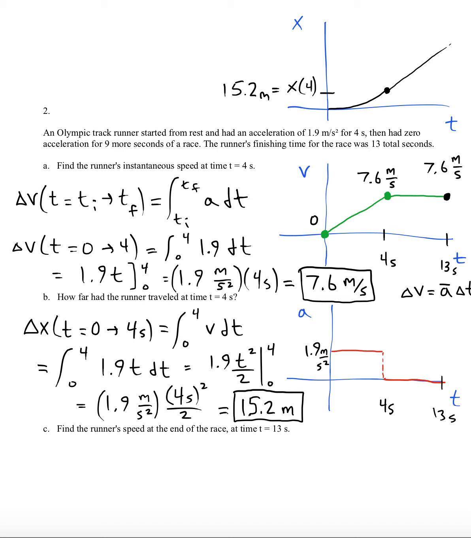7.6 meters per second. It hinges on the fact that the acceleration is defined piecewise. There's a change in it. And so we have to be aware of that when we go to solve the problem. And both the graphs and the calculus can help us understand the problem. We want it to all tell the same story. So the velocity at 13 seconds is 7.6 meters per second.